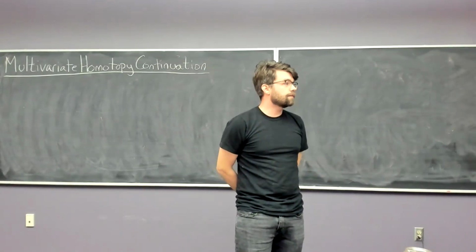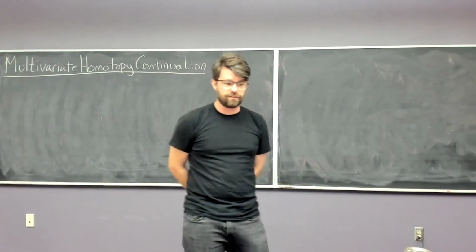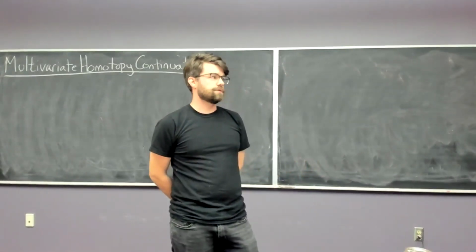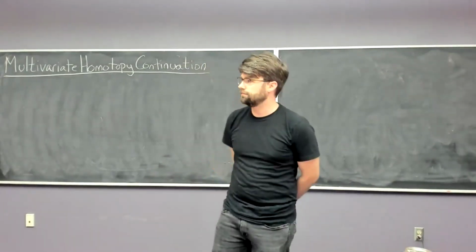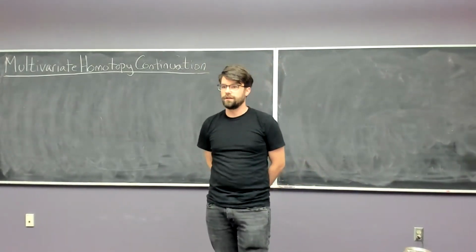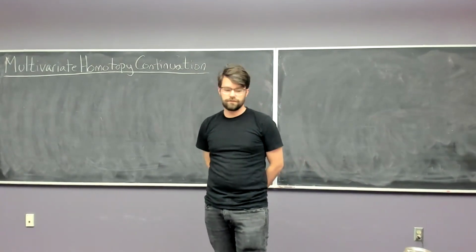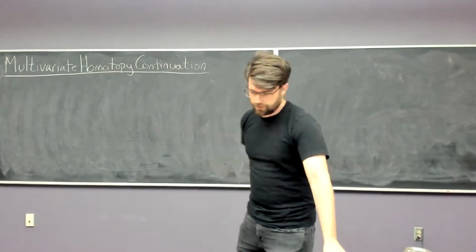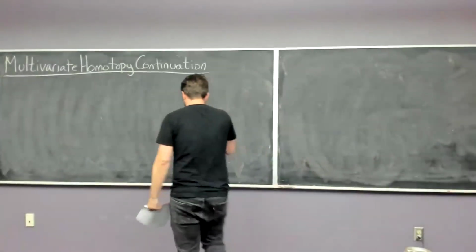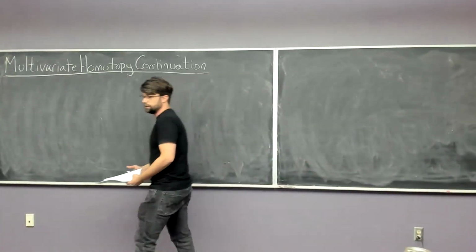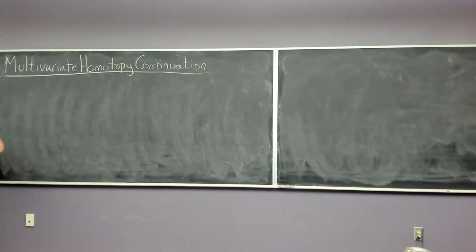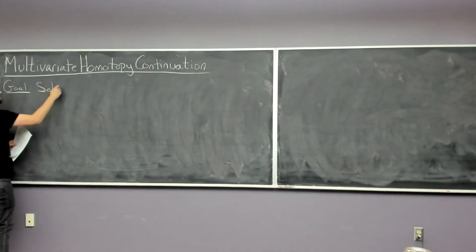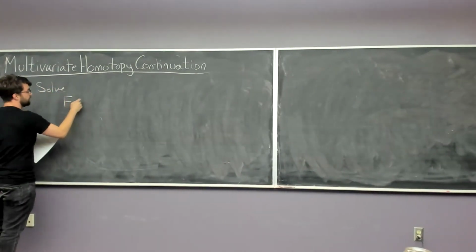Great, so we're just going to follow our nose and try to do exactly what we did in the univariate setting, and we will get stuck at a few spots, and we'll have to have a more involved discussion on how to handle things. Okay. So what could we possibly mean when we say we want to do multivariate homotopy continuation? Well, the goal, of course, is to solve a multivariate polynomial system.